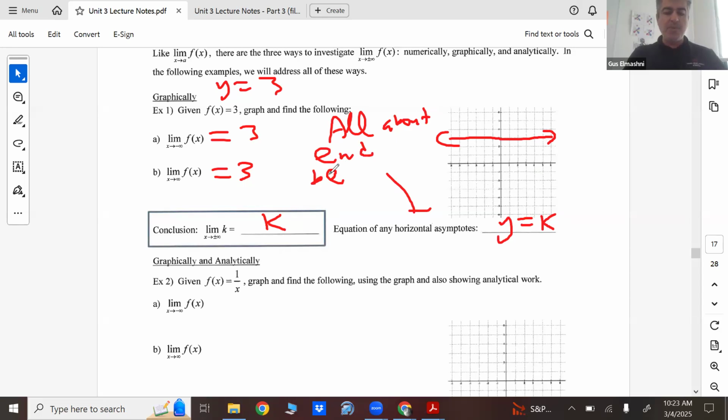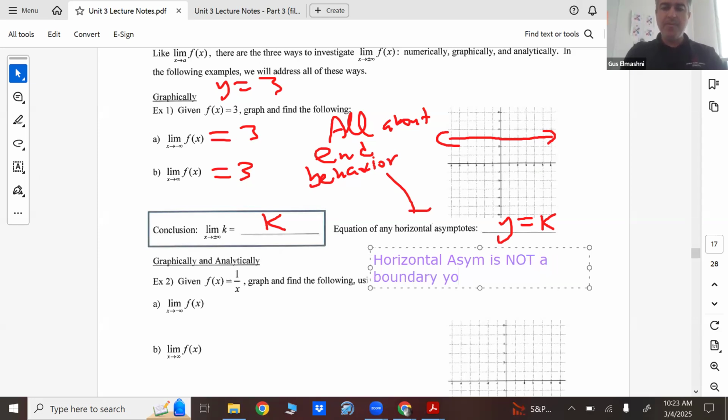So the one misconception which I want to clear up, I don't think you guys have this issue, but I tend to have it with regular pre-calculus students or regular algebra students. The horizontal asymptote is not a boundary the graph can't cross. In fact, it can cross it or even coincide with it, like in this case here.